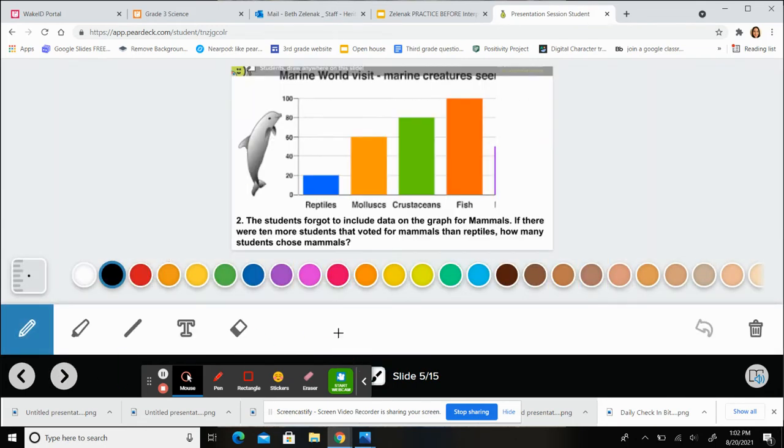So anytime that a student forgets data, remember it's not there. I do not see the word mammals. You're going to want to make sure you add that data in. So if it says that you need to add it in, you need to pay attention to the clue word. So again, make sure you have your numbers above. And this is the same bar graph, so we know they're talking about the Marine World visit.